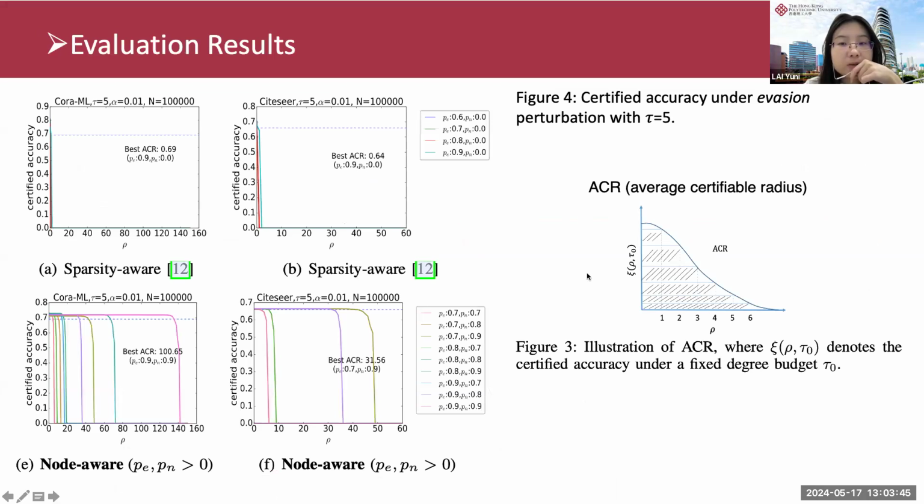In our paper, we quantify and compare certified accuracy and average certifiable radius, ACR. Intuitively, the ACR is the discrete area under the certified accuracy curve. In the experiment, we observed that our node-aware bismoothing significantly outperformed the baseline.